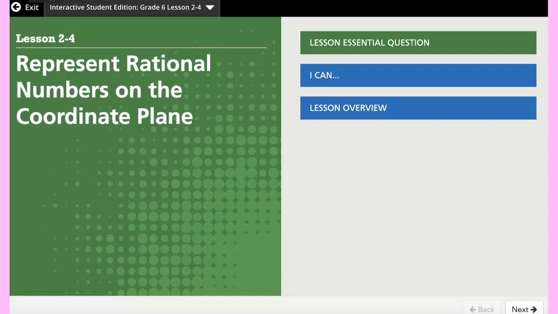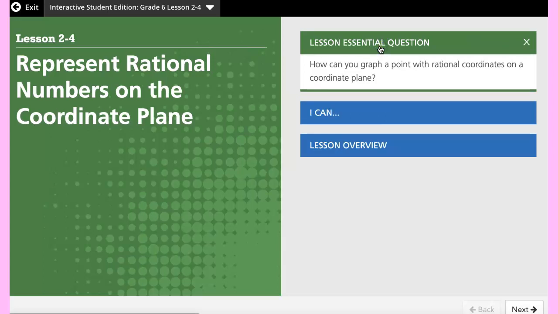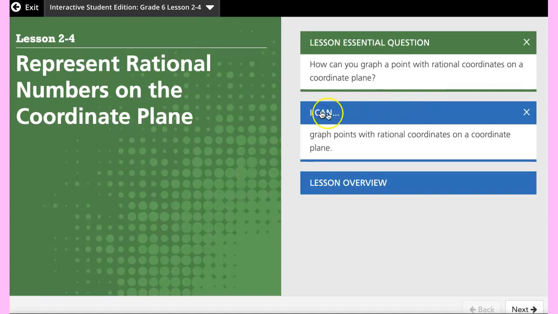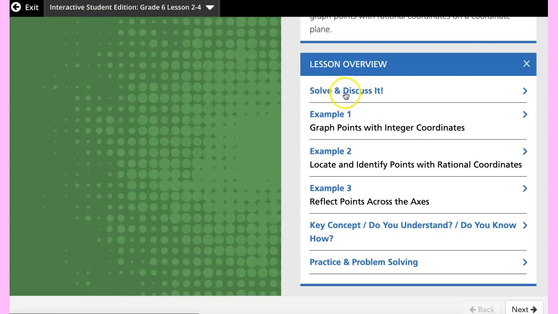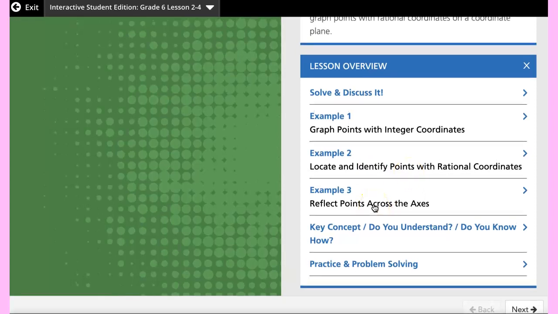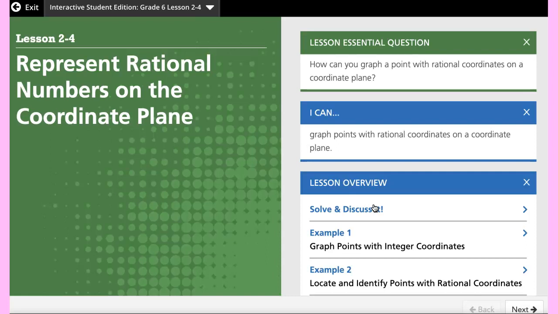Everyone, we're here for our new lesson, represent rational numbers on the coordinate plane. Let's start with our essential question for today. How can you graph a point with rational coordinates on a coordinate plane? Our overview this time will work on the solve and discuss. We graph points on the coordinates, we locate and then identify points, and then we reflect on the points on the axis. Alright, so let's start.